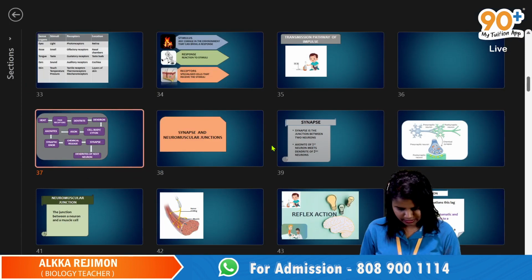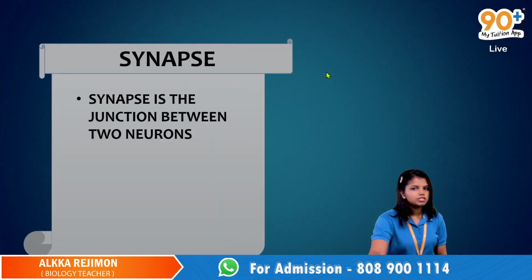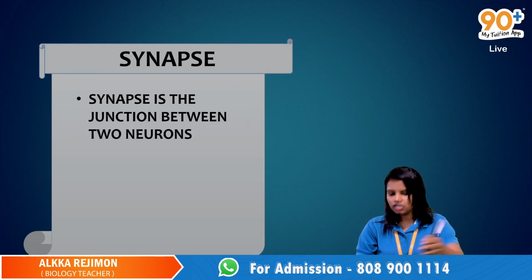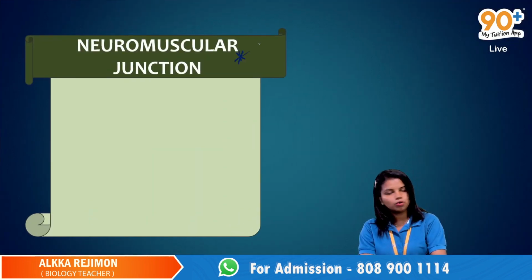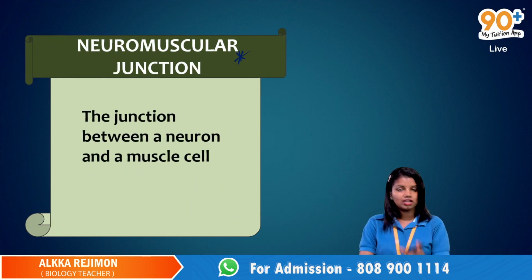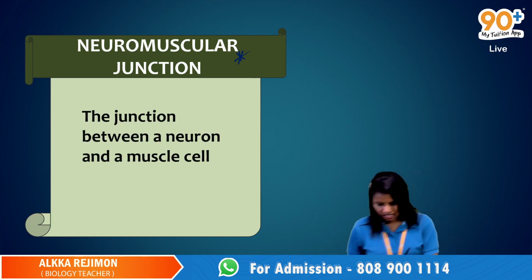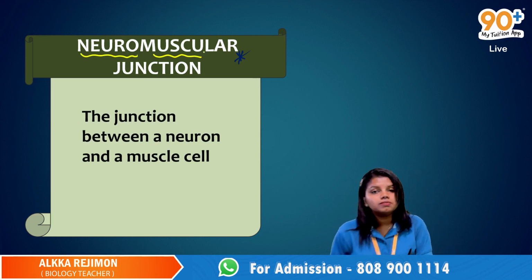So yeah, that's it. And since we have already talked about the term synapse, the synapse is the junction between two neurons, and there comes another term, which is neuromuscular junction. Both of them are important. The neuromuscular junction is also a junction, but as the name suggests, it is a junction between a neuron and a muscle.